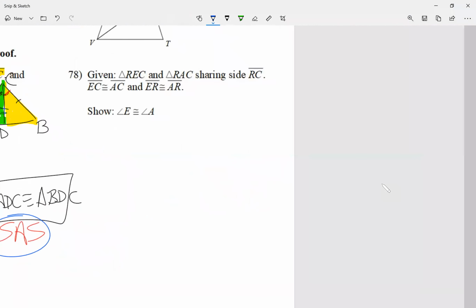All right, let's do another example. Given the triangle REC and RAC sharing side RC. Okay, so let's see this. There's the side RC. There are two triangles that share the side RC. One triangle is called REC. So as a matter of fact, let me go here. You guys see my triangle REC, and the other triangle is RAC. Now you guys see it, right? Triangle REC and triangle RAC sharing RC.